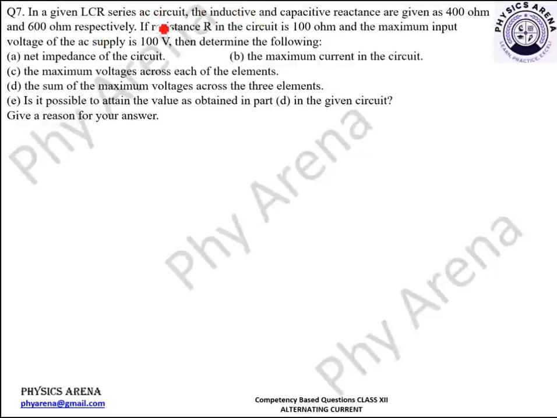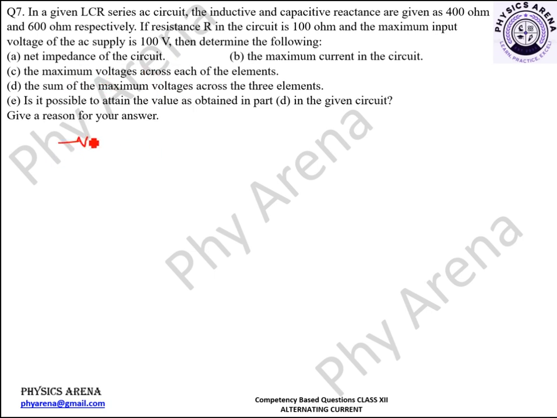In a given LCR series AC circuit, the inductive and capacitive reactances are given as 400 ohm and 600 ohm respectively. If resistance R in the circuit is 100 ohm and the maximum input voltage of the AC supply is 100 volt, then we have to find the following things. So let's draw the circuit.